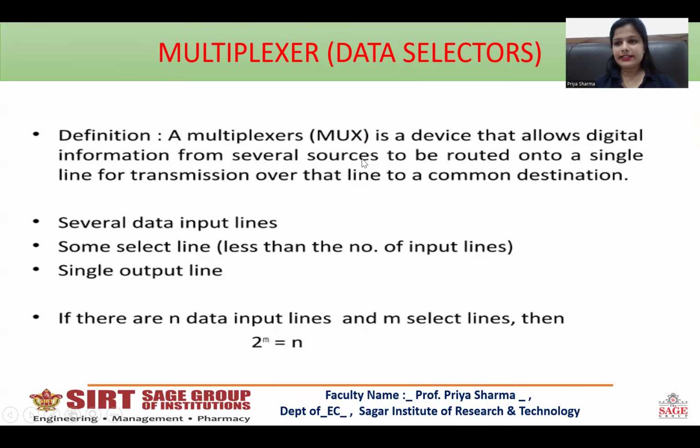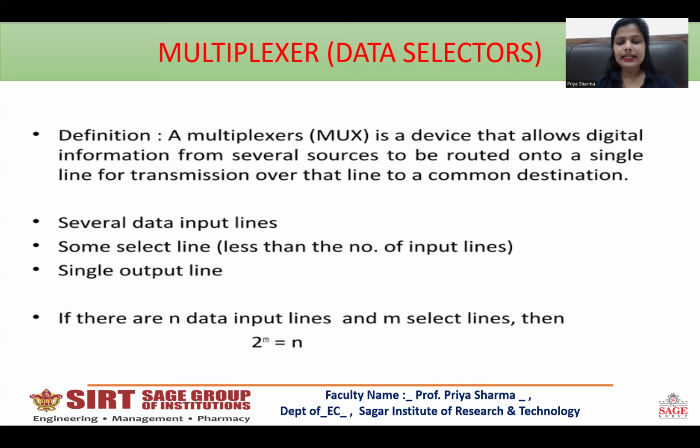A multiplexer is a device that allows the digital information from several sources to be routed onto a single line for transmission over that line to a common destination. The multiplexer is known as a data selector as it selects the data from multiple input lines, and only one data is selected and transmitted through the output line. So there are several data input lines, some selection lines, and a single output line.